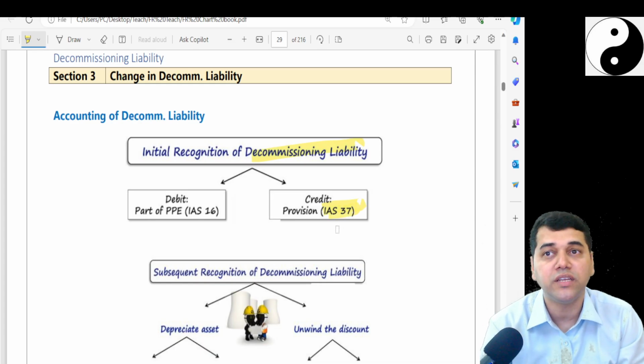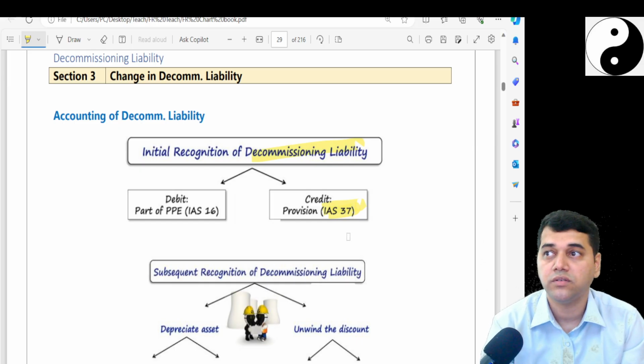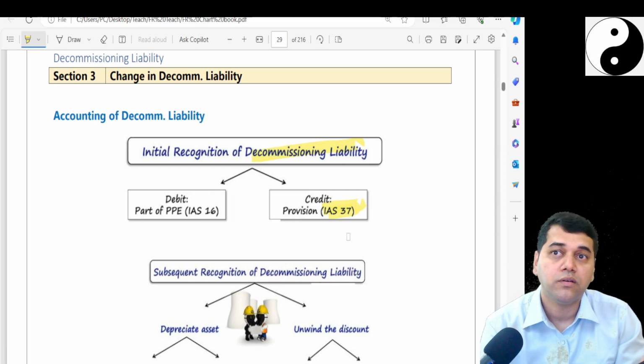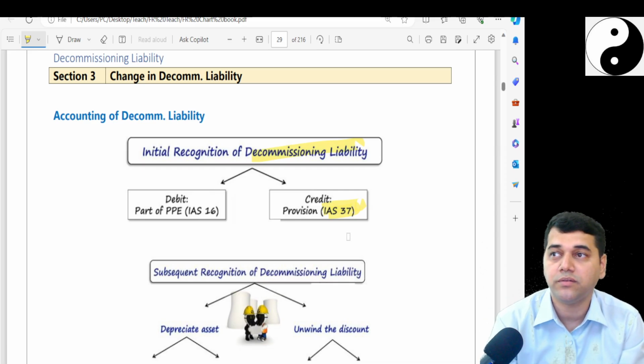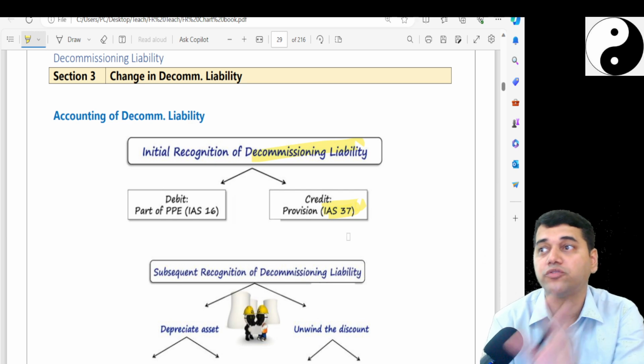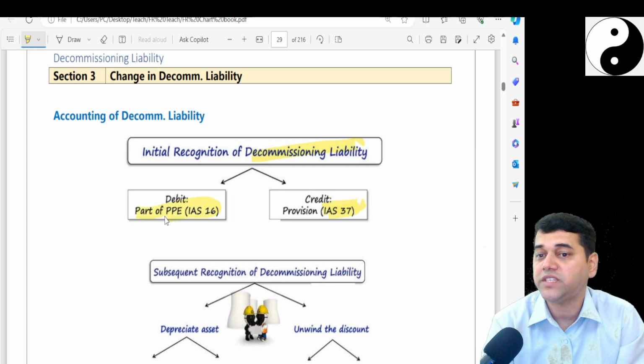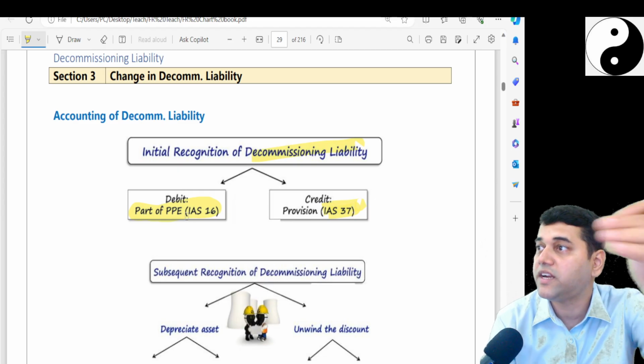And why did you incur it? Without this, is your asset ready for use? If you say, no, I am not going to clean up, please help me to set up this thing, the government will never ever permit you to set up the plant. That's why this is my cost which I am going to incur to set up this asset. But this cost is incurred 10 years down the line.